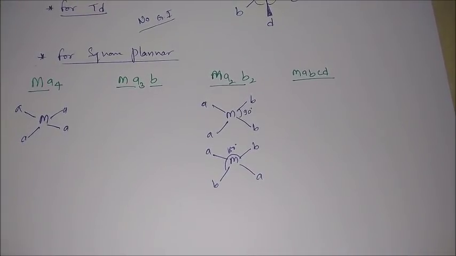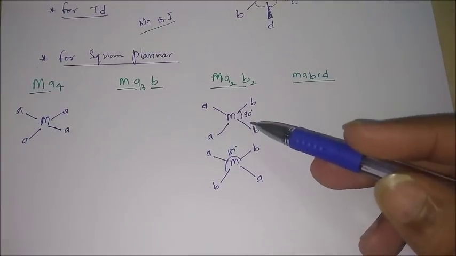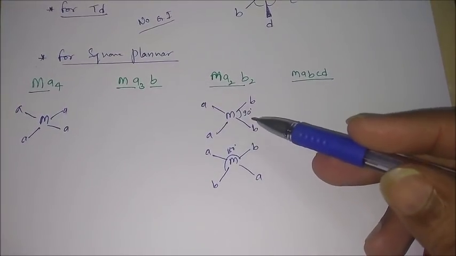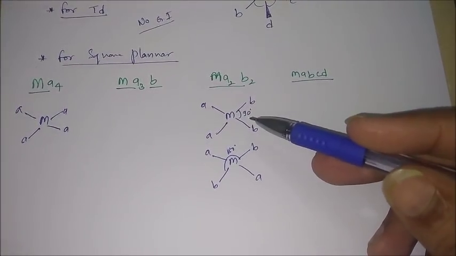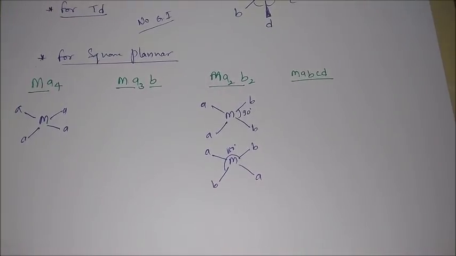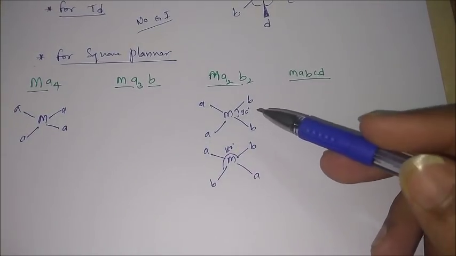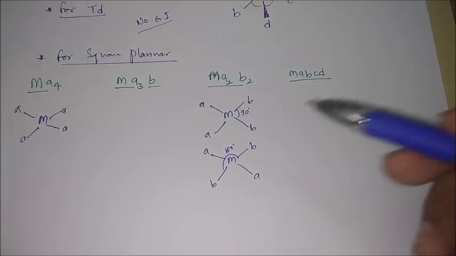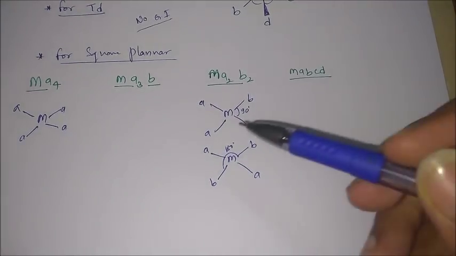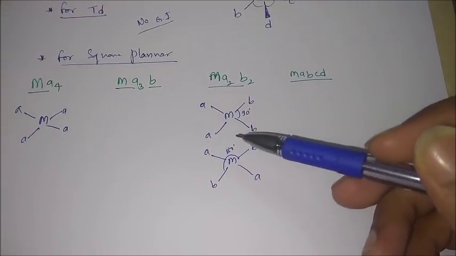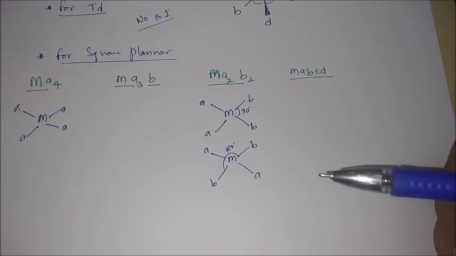That means these two complexes, these two structures, are geometrical isomers of each other, whereas the molecular formula and other things are the same, just the angle between the two ligands is changed in both of them. So that's why we'll call them geometrical isomers of each other. All right, now I'll share the trick, how to use this trick.